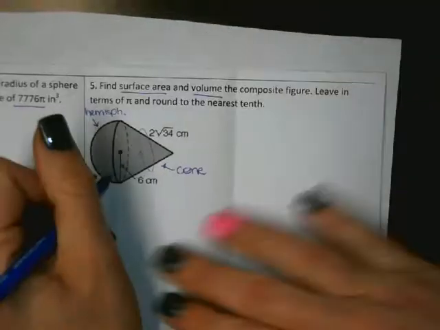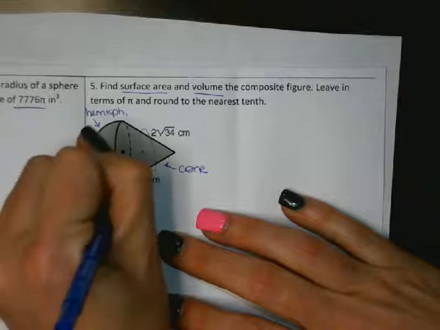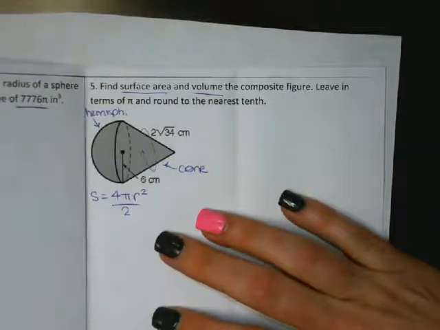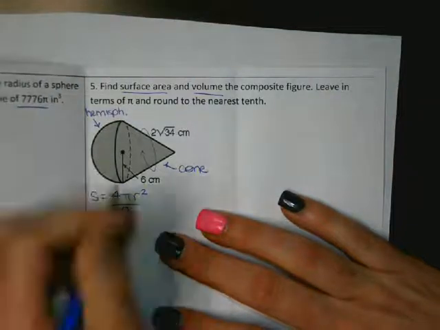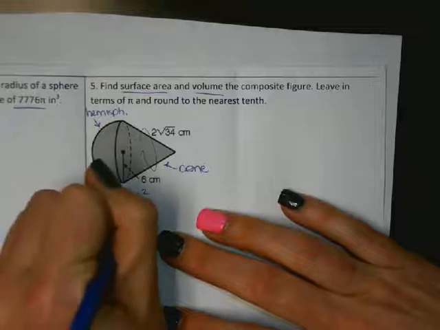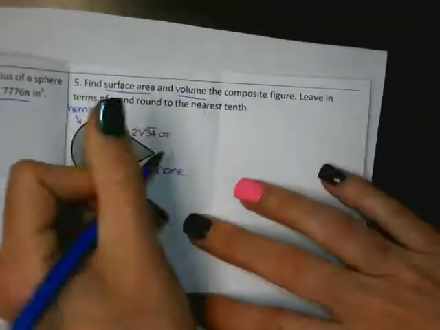So let's start. I'm going to start with the hemisphere on this side. Surface area says 4 pi r squared. And then I'm going to cut it in half because I only need a hemisphere. So 2 pi 6 squared is 36. And then I'm going to add this to my cone surface area.